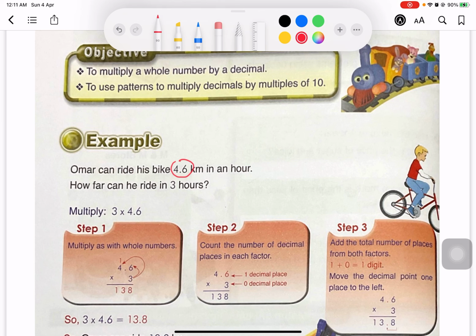He is not going to ride his bike for 1 day, but for 1 hour. Omar can ride his bike 4.6 kilometers in an hour. In 1 hour, he can ride 4.6 kilometers. He is going to ride in 3 hours. So in the first hour 4.6, second hour 4.6, third hour 4.6. So what am I doing? Repeating. Repeating means you are going to multiply 4.6 by what? By 3.